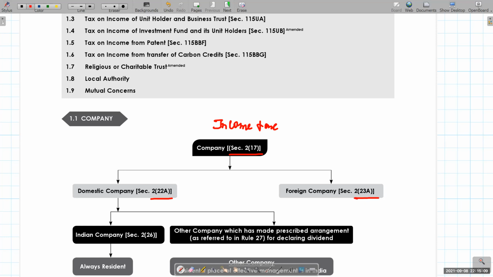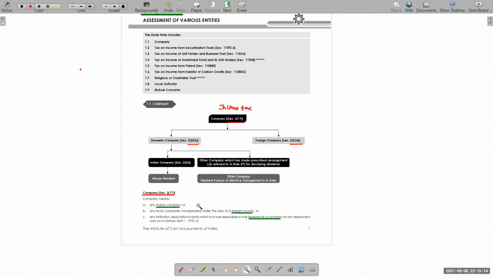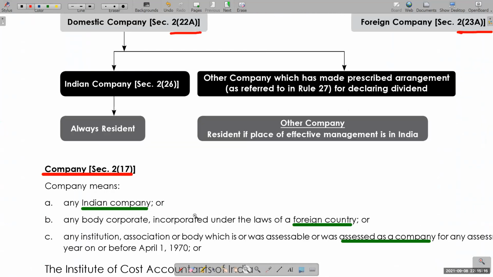Understood? Here we are going to see everything in detail. What do you mean by company? As far as income tax is concerned, company is defined in section 2(17), which means an Indian company and a body corporate incorporated under any foreign laws. The Indian company is a company incorporated as per the Indian Companies Act, and the foreign body corporate is incorporated outside the country by foreign laws. We call them foreign companies.